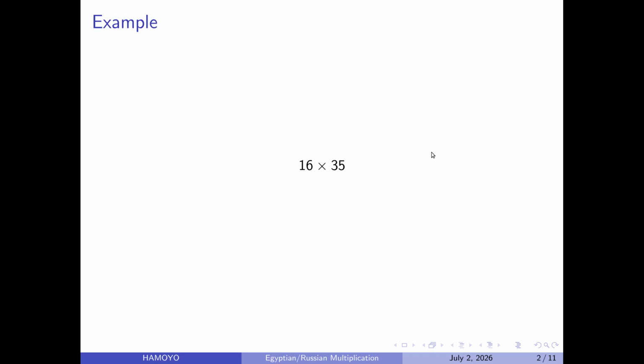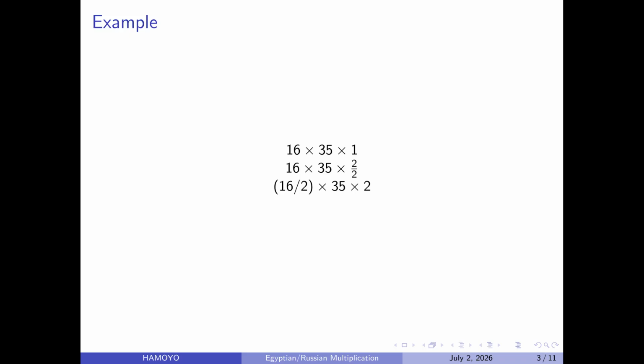For the math Olympiad people, you will be able to quickly decipher its value, but for the slow ones like myself, it will be quite difficult. So what the ancient Egyptians did was they leveraged the principle of doubling and halving. 16 times 35 is the same as 16 times 35 times 1, and 1 is the same as 2 over 2. So we can halve the 16 and then multiply the 35 by 2.